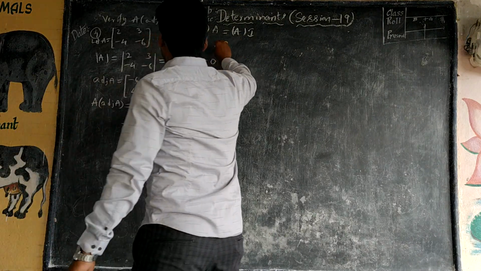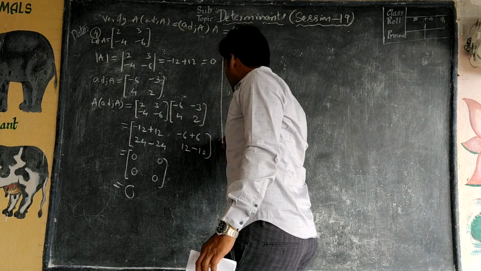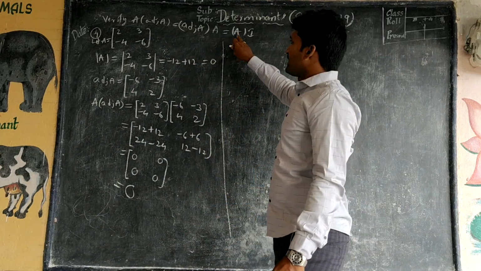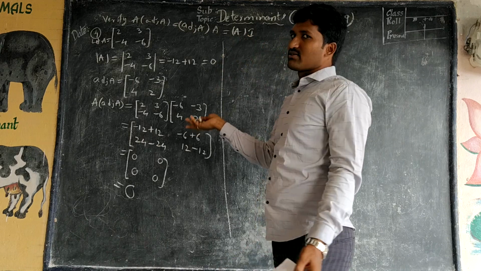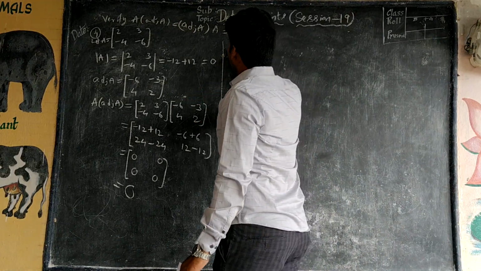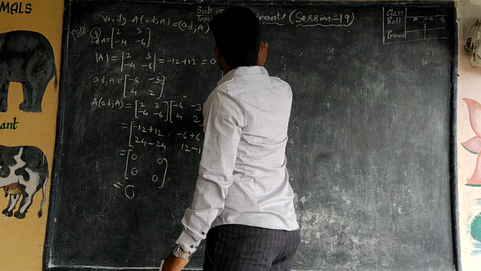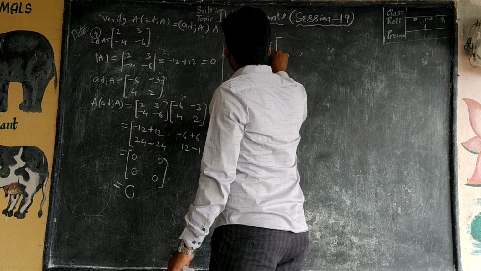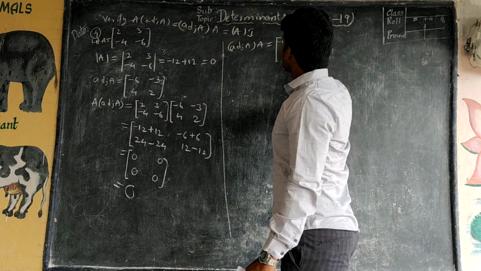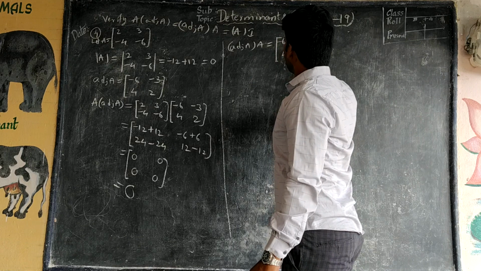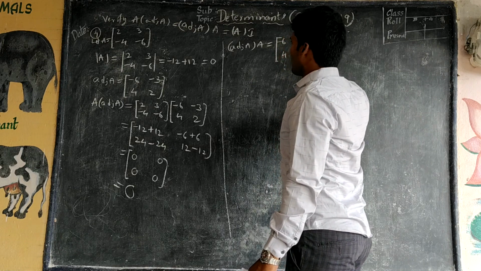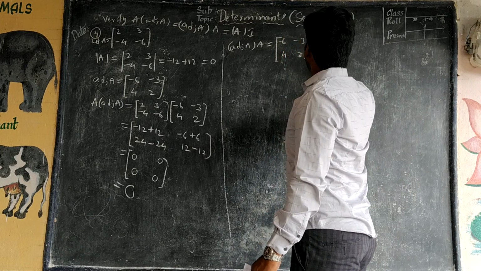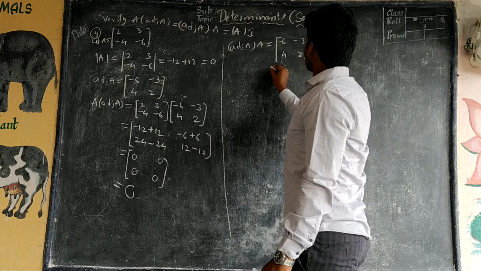Now the RHS part: det A into I. Det A value is clearly 0, so in the I matrix you get a 0 matrix only. Next, you can verify with adjoint A into A also. The adjoint A matrix is minus 6, minus 3, 4, 2, into the A matrix 2, 3, minus 4, minus 6.